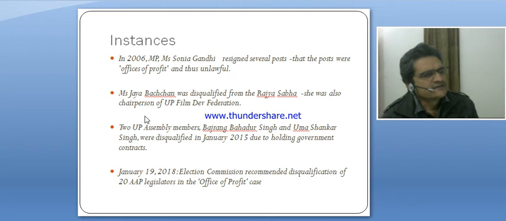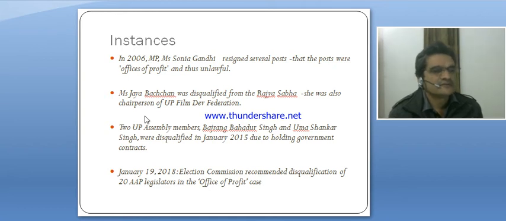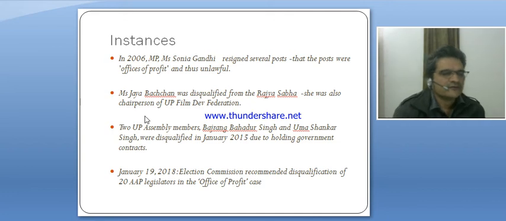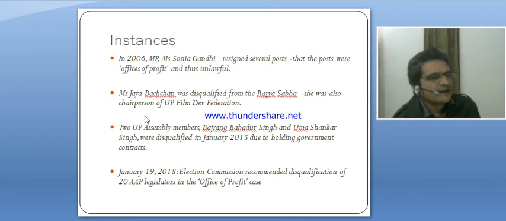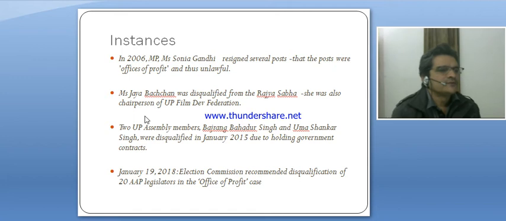These are certain instances where the issue of office of profit was raised. Mrs. Sonia Gandhi had to resign from certain other posts. She continued to hold the National Advisory Council chairperson post because that office was excluded from the office of profit list by the act which I have just shown to you. The other instance is of Ms. Jaya Bachchan, who was disqualified from being a member of Rajya Sabha because she was holding the post of chairperson of the UP Film Development Federation.